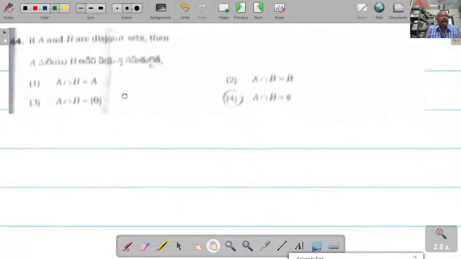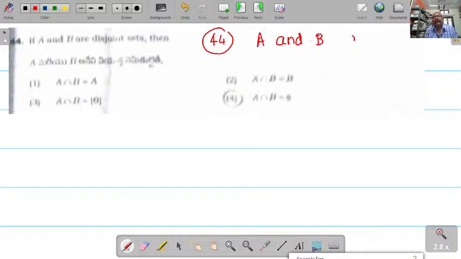Right. See what is given. Let me write. It's not clear, so it may not be visible to you. 44th question. A and B are disjoint sets, or we can call them non-overlapping sets. Then we need to find this one. Disjoint means, very clearly, A intersection B is equal to phi.